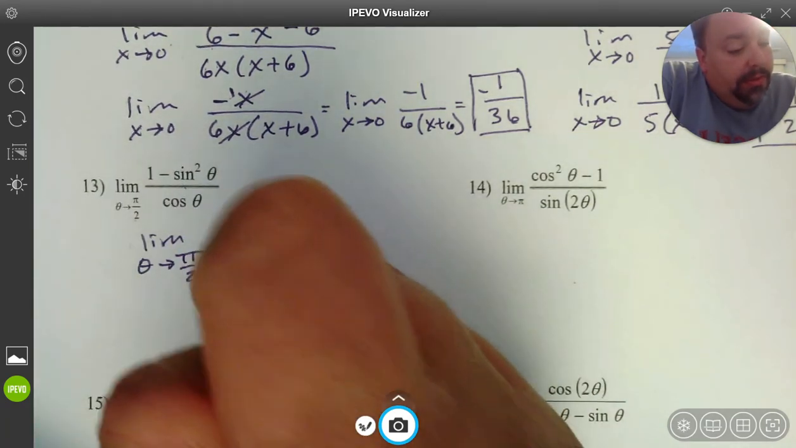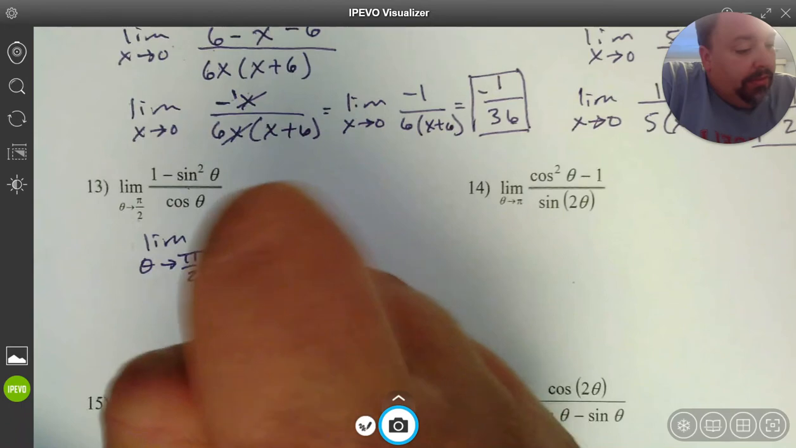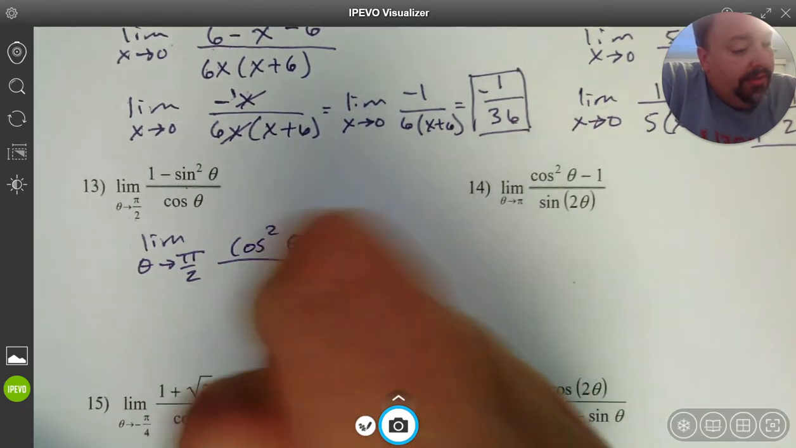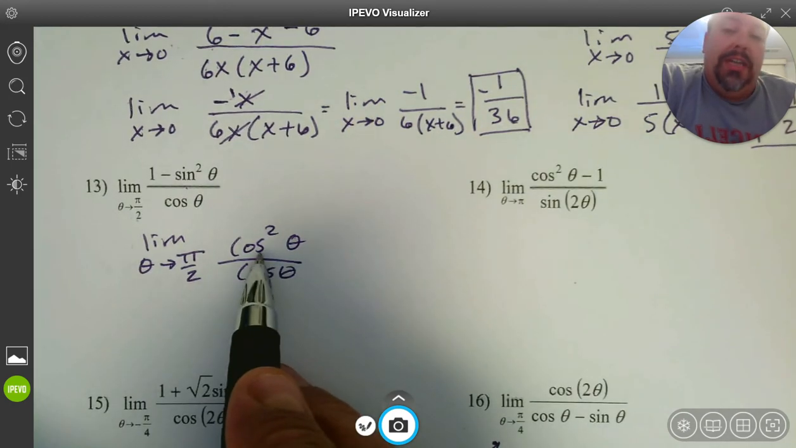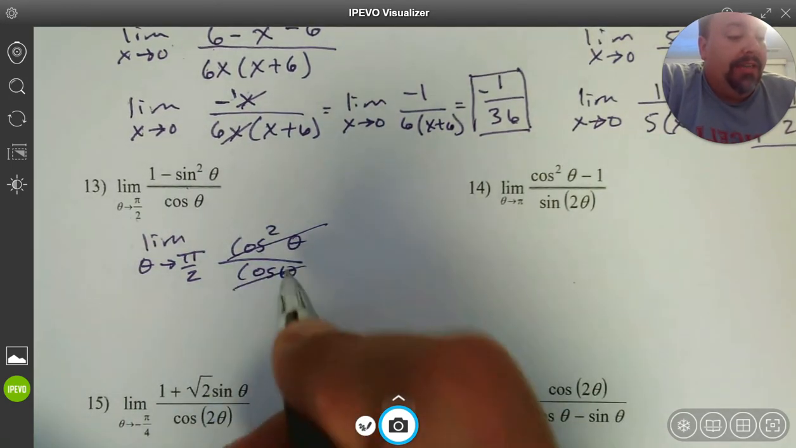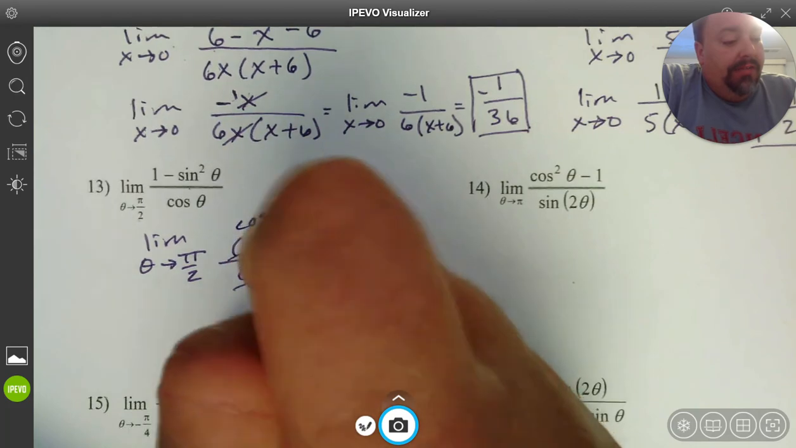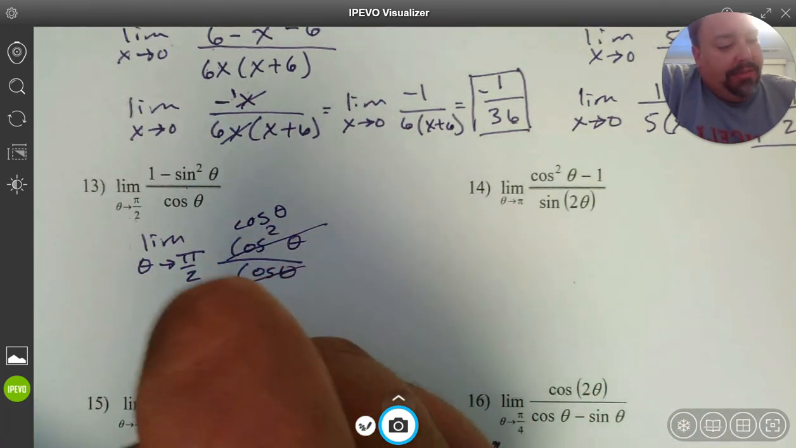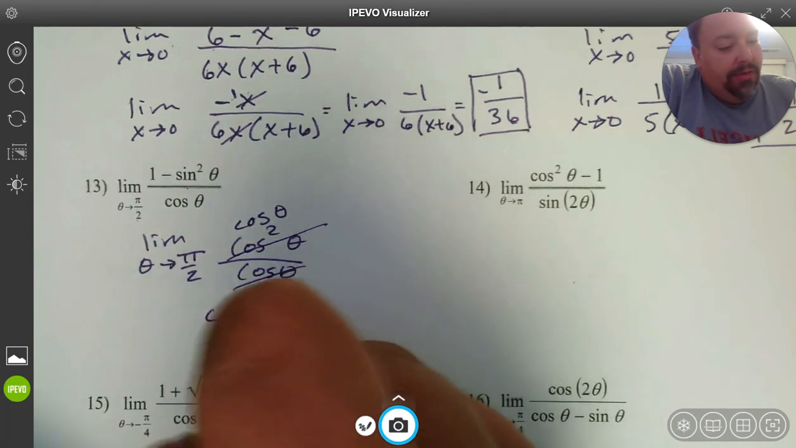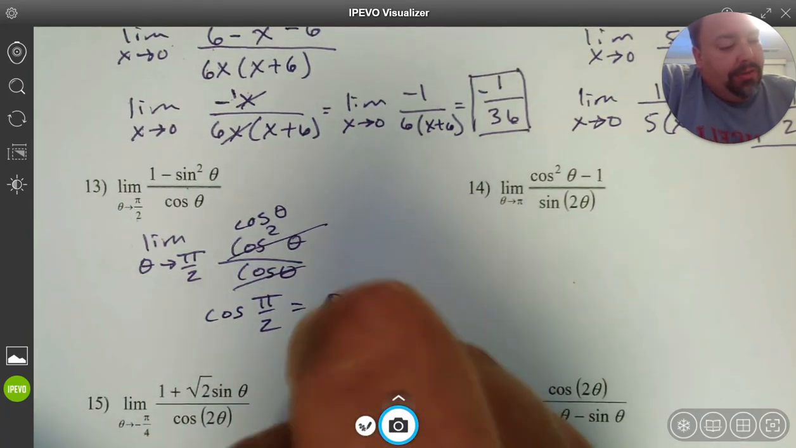So on top we have cosine squared theta. On the bottom we have a cosine theta. Cosine squared theta means it's cosine times cosine. So 1 will cancel out with one of these. We still have 1 cosine theta left over. And now we can take the limit. So what is cosine of pi over 2? That would come out to 0.